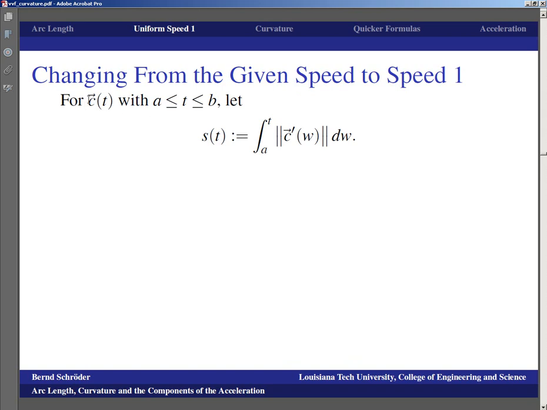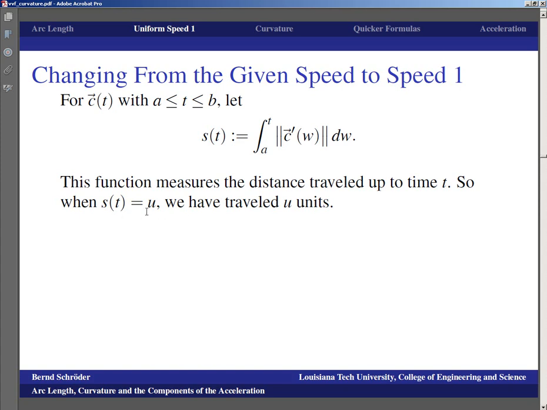So basically, if we have a vector-valued function c of t, where t runs from a to b, I can define a function s of t to be the integral from a to t of the norm of the velocity of w dw. Remember, I cannot use the same variable here and here. And the meaning of this function is, of course, that this is the distance that the particle has traveled in the interval from a to t. So this function measures the distance traveled up to time t. So when s of t is equal to u, we have traveled u units.